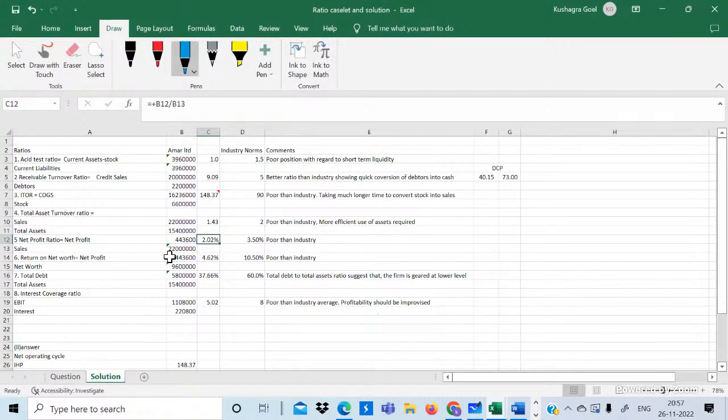2.01. Okay, fine. 2.016 is fine. I was just wondering whether Excel has made some error.